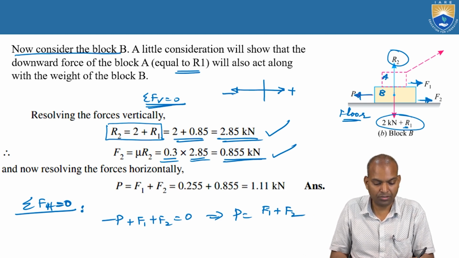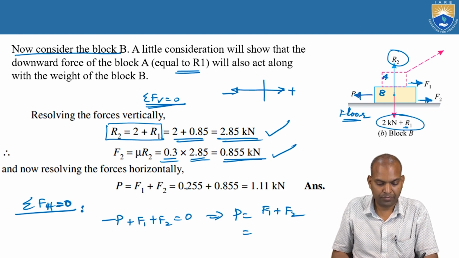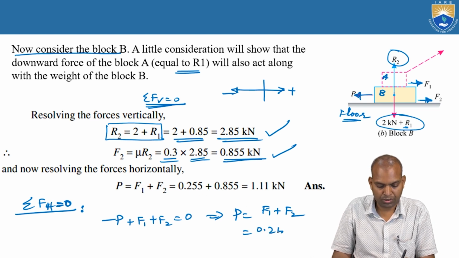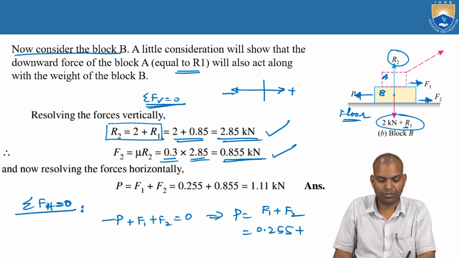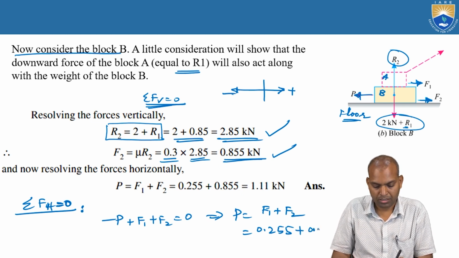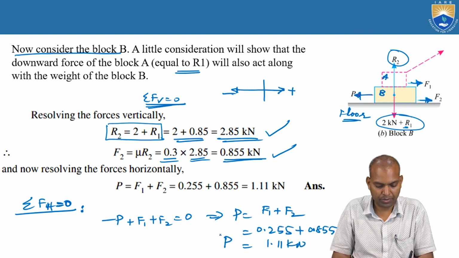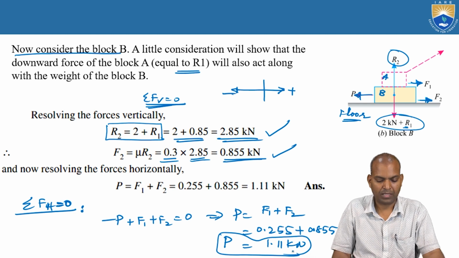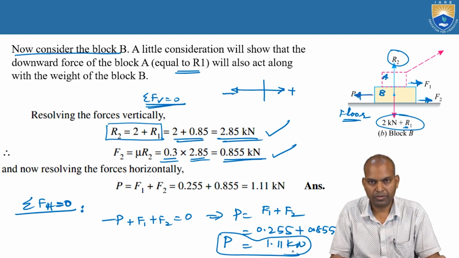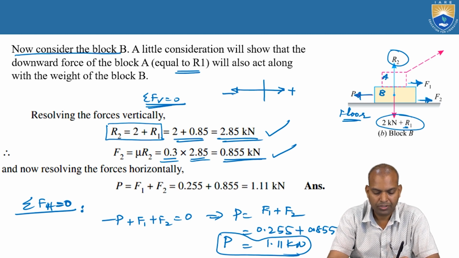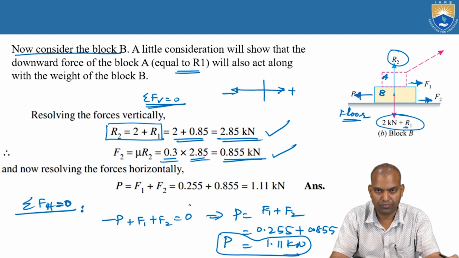What is the F1 value? F1 was already calculated previously, that is 0.255 kilonewtons. What about F2 here? That is 0.855. The sum is 1.11 kilonewtons. That is P. P equals 1.11 kilonewtons. This is our objective, we have reached it. The effort required is 1.11 kilonewtons.